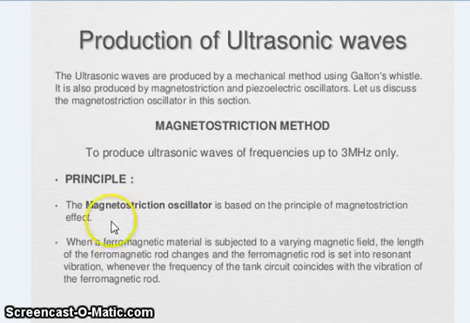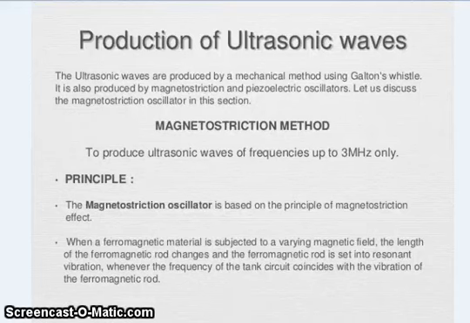What is the principle in this case? The magnetostriction oscillator is based on the principle of the magnetostriction effect. When a ferromagnetic material is subjected to a varying magnetic field, the length of the ferromagnetic rod changes, and the ferromagnetic rod is set into resonant vibration. Whenever the frequency of the tank circuit coincides with the vibration of the ferromagnetic rod, then resonance occurs, we can say.